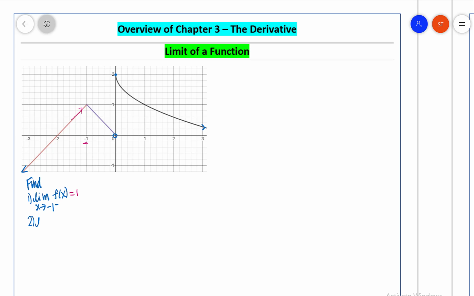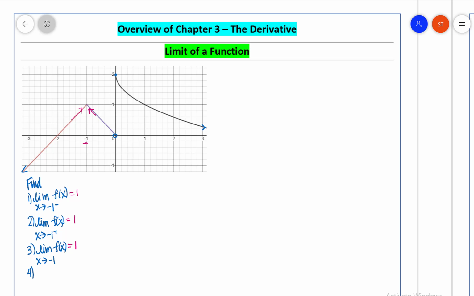Number 2, find the limit of f of x, and this whole function is f of x, this graph, as x approaches -1 from the right. Well, if we're going from the right, going towards -1, do you see how the y value is 1? So this is equal to 1 also. If we generalize this and find the limit of f of x as x approaches -1, this means from both the left and from the right, since they both equal 1, then the limit as x approaches -1 is 1.